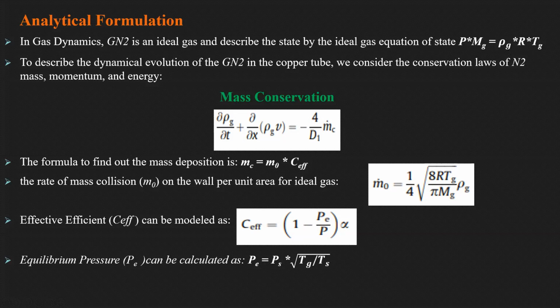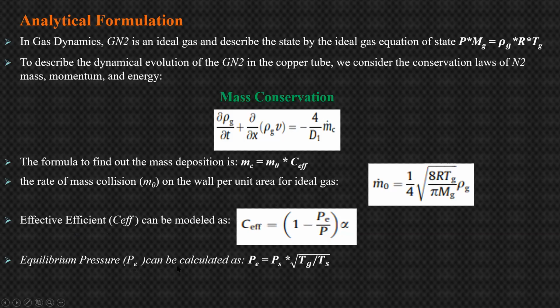In the equation of the mass conservation, the formula to find the mass deposition is this one. The m_c is equal to m_0 times the c effectiveness, the rate of mass collision on the wall per unit area for an ideal gas. This is the equation for the mass collision, and the effective coefficient can be modeled as this equation, which is equal to 1 minus P_eq over P times alpha. Alpha is a sticking coefficient.